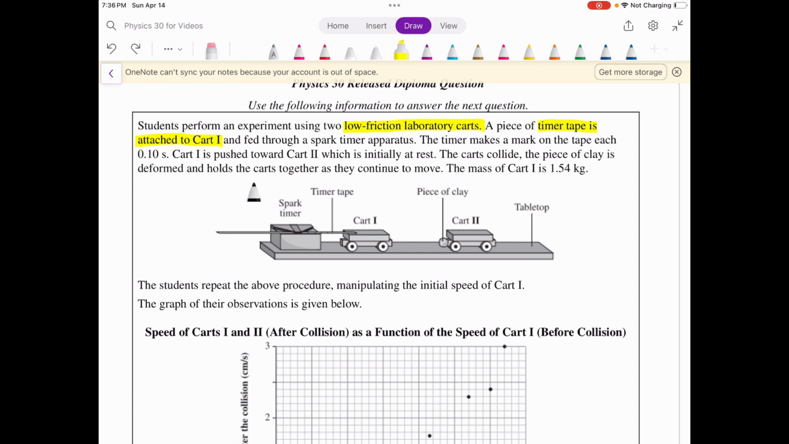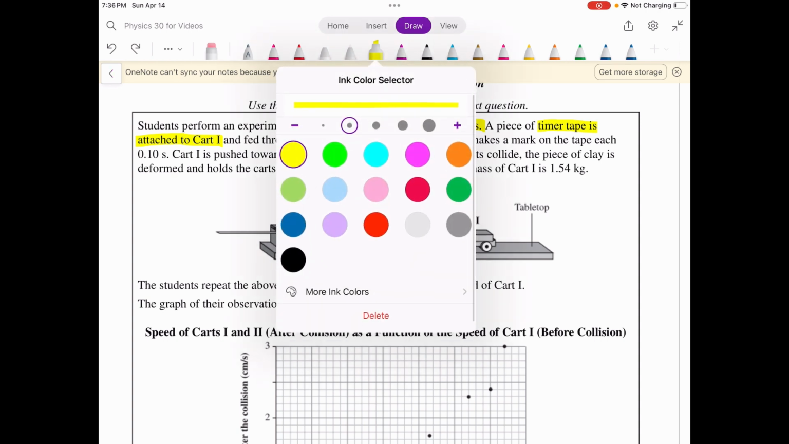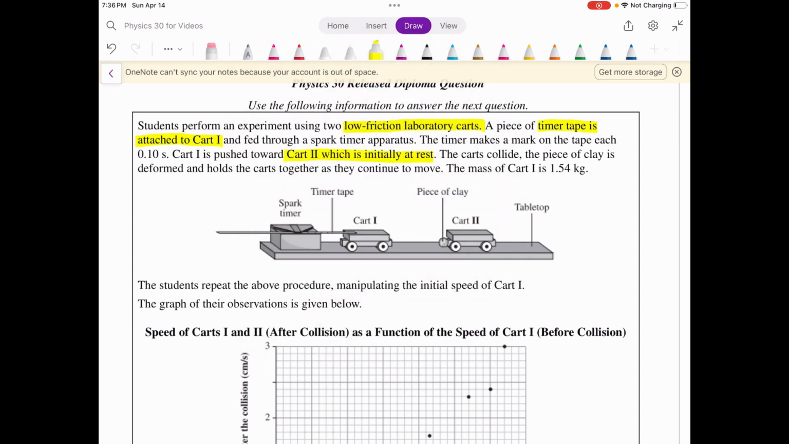All right, so cart 1 is pushed towards cart 2, which is initially at rest. Okay, so cart 2 is initially at rest. The carts collide, the piece of clay is deformed and holds the carts together as they continue to move. So this is what we call a hit and stick collision, right? They hit, they stick together, and then they move as one object.